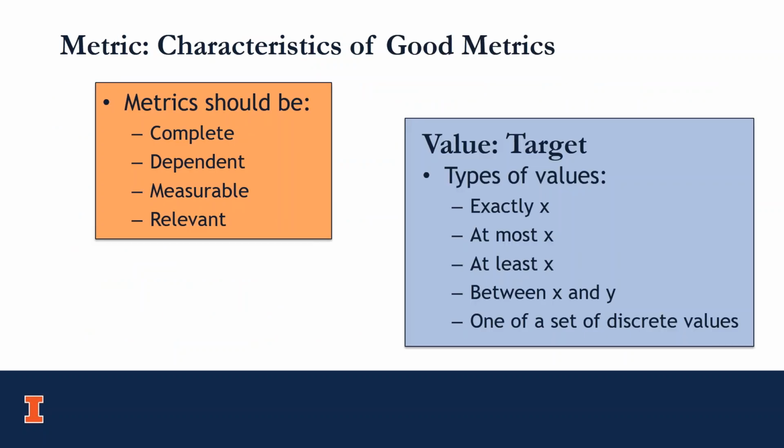But anyways, a metric should be complete, dependent, measurable, relevant. What does that mean? Measurable means it can be measured. Relevant has to do something with the box in your objective tree. Dependent, meaning as much as you can, it doesn't depend on something else. And complete meaning just that one metric is enough to test that one specification, right? There are different ways to add values. It doesn't need to be three. It could be exactly three, at most three, at least three, between three and four. So that's just different types of values.